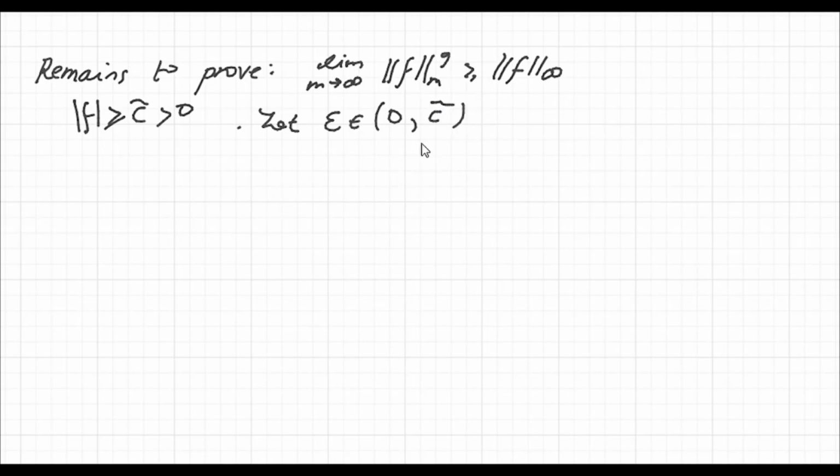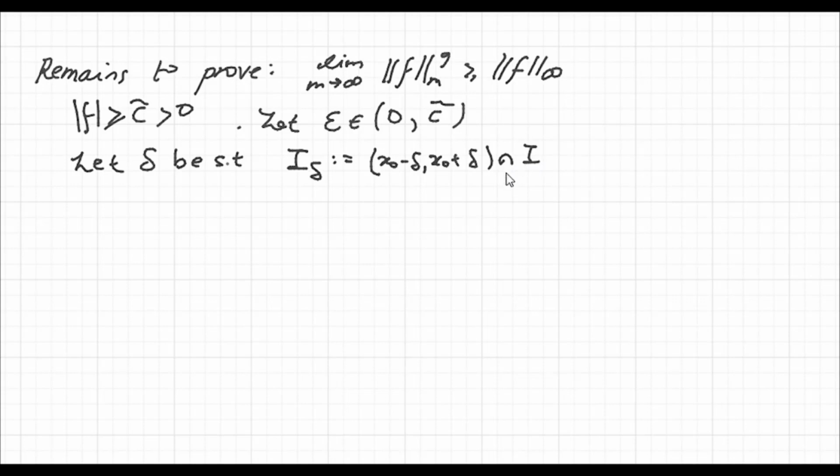Cool. Now what we're going to do is a very standard epsilon-delta argument. Let delta be such that the interval I_delta, which I'm going to define as (x0 minus delta, x0 plus delta), but of course we've got to make sure we stay in the interval I. So this is how we're defining I_delta. So delta is chosen based on epsilon such that this interval has the property that for all x in I_delta, the magnitude of f(x) is bigger than |f(x0)| minus epsilon. Again, this is just a standard fact of f being continuous, and us attaining our upper bound at x0 and that sort of stuff.